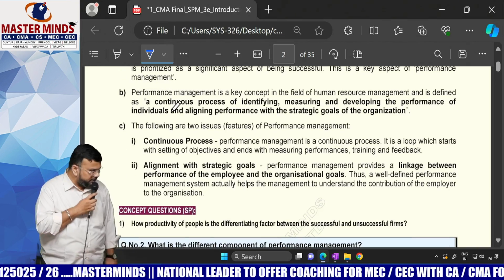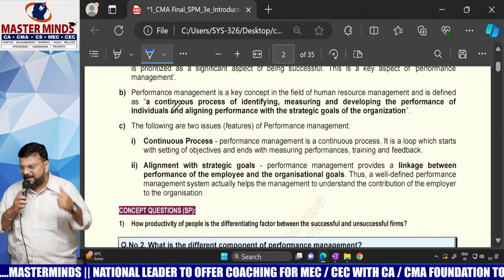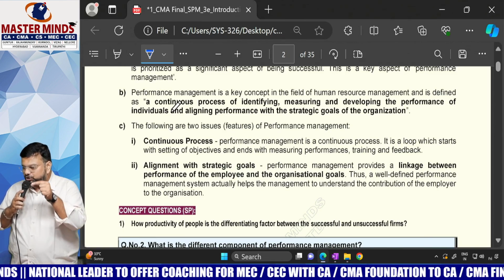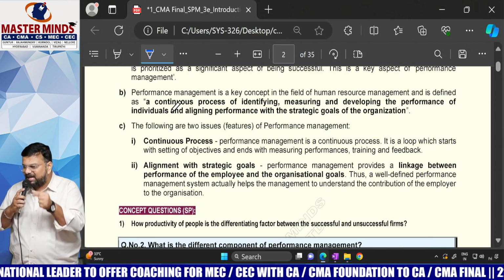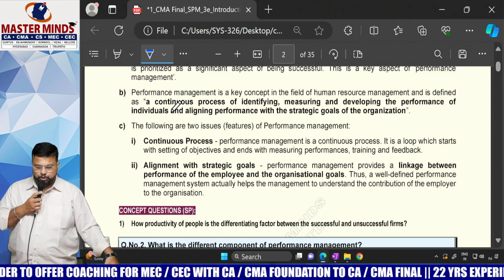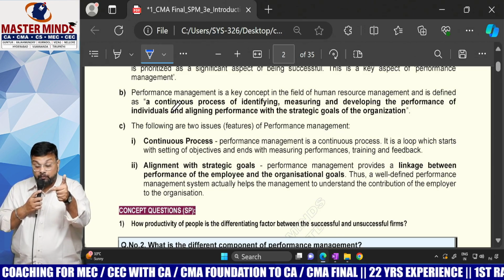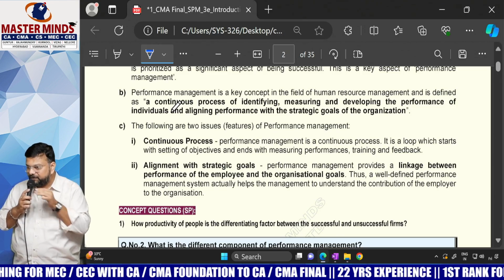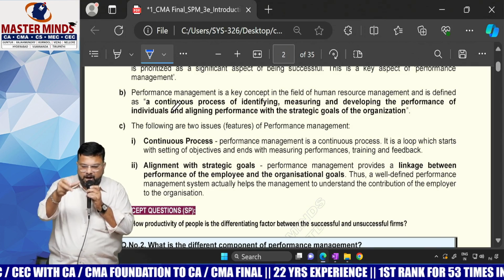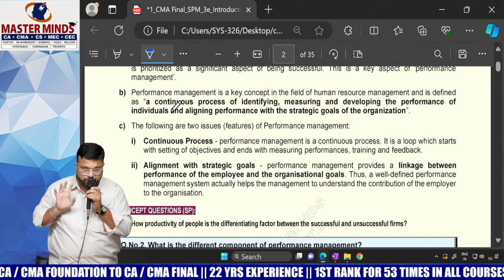Next, Nana. The following are the two issues of performance management. When it comes to performance management, we need to focus on two things. One is continuous process. Performance management is not a one-time activity. It's a continuous process. And it should always be in line with the objectives of the organization. You should manage the performance in such a way that you are able to achieve your objectives. Am I clear, Nana? The management should manage the performance of the employees in such a way that they are able to achieve the objectives.